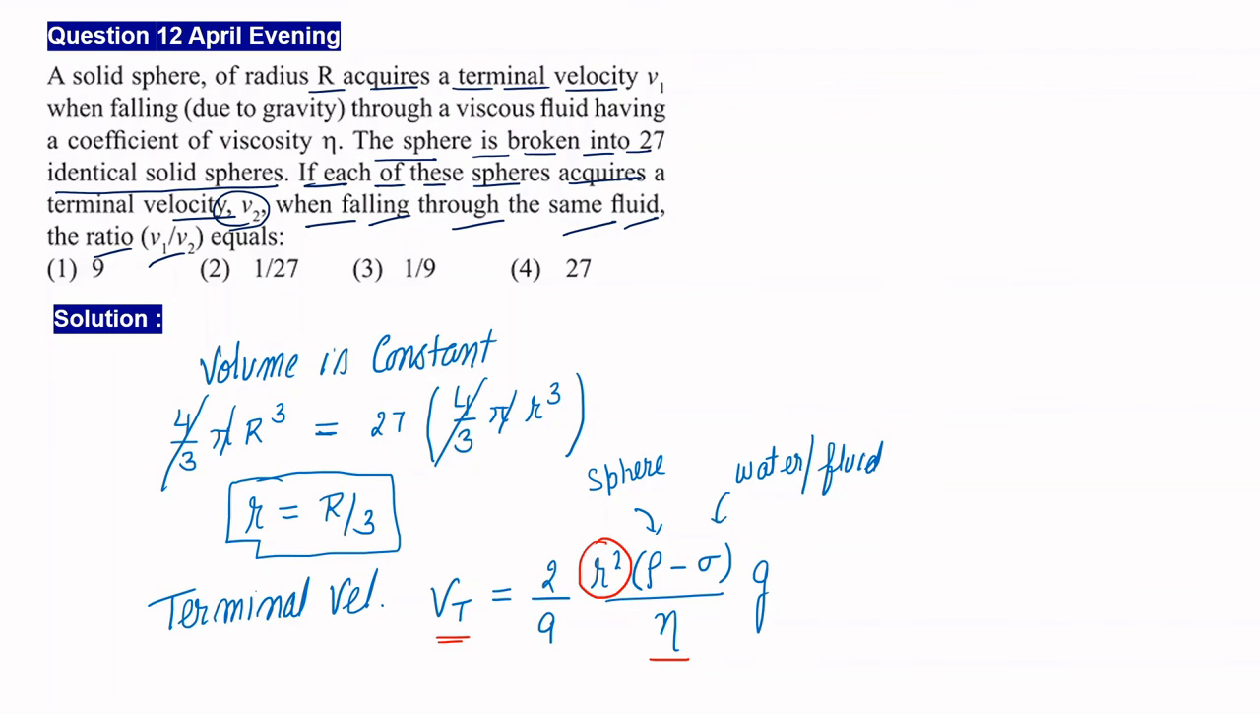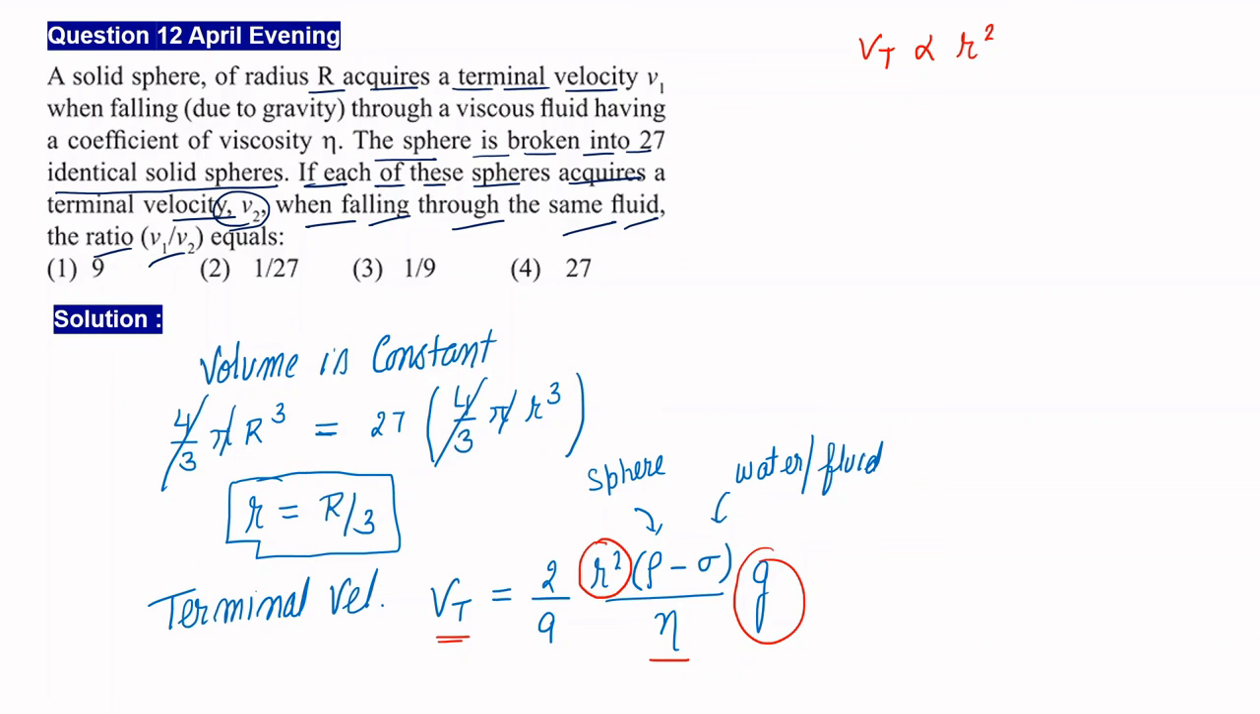But in this case, the fluid is constant. Density of the solid is constant, means density of that small ball is also constant. And viscosity is also constant because the fluid is same, and g is also constant. So only the radius is going to change. So we can write Vt is proportional to r square.